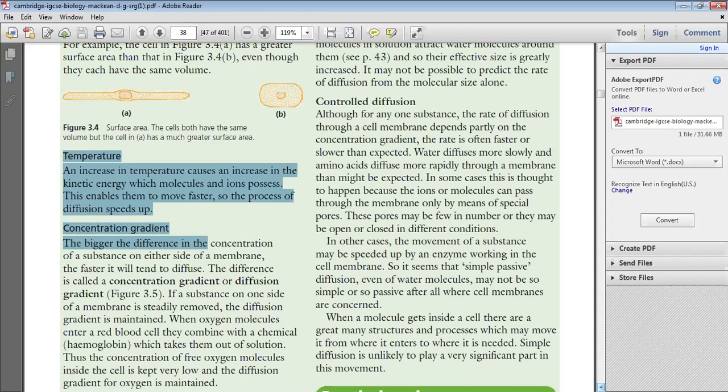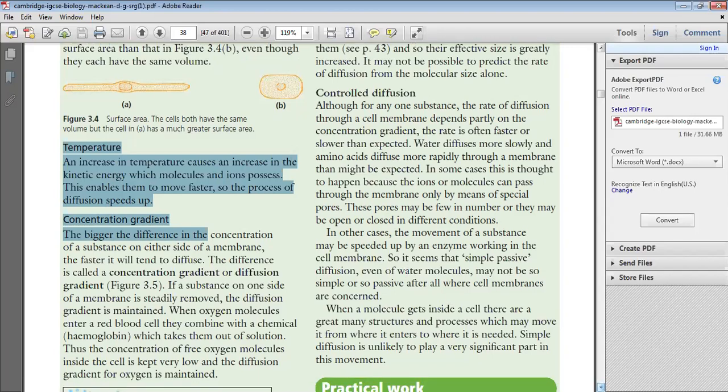When oxygen molecules enter a red blood cell, they combine with a chemical, haemoglobin. Thus, the concentration of free oxygen molecules inside the cell is kept very low and the diffusion gradient for oxygen is maintained.